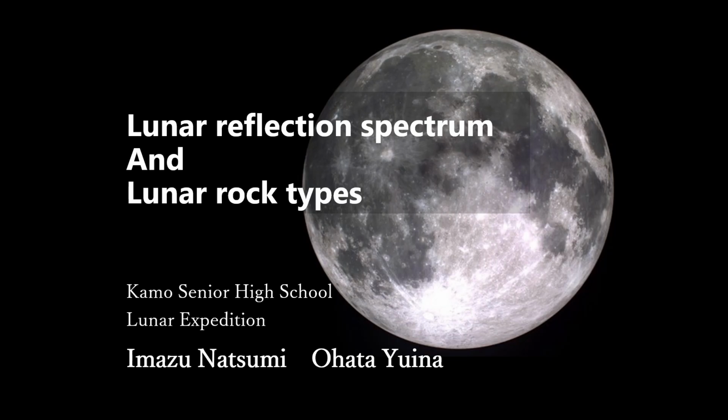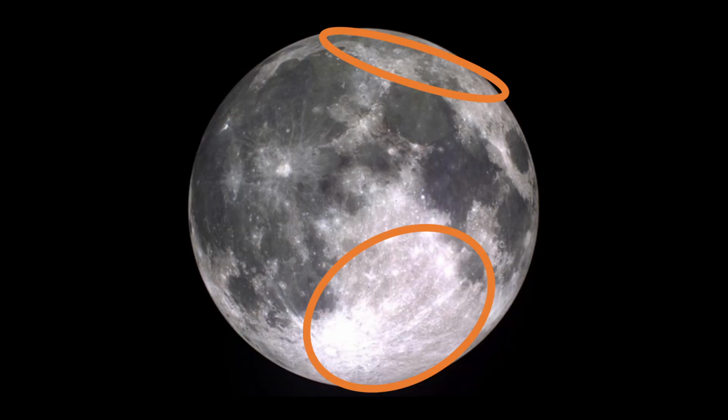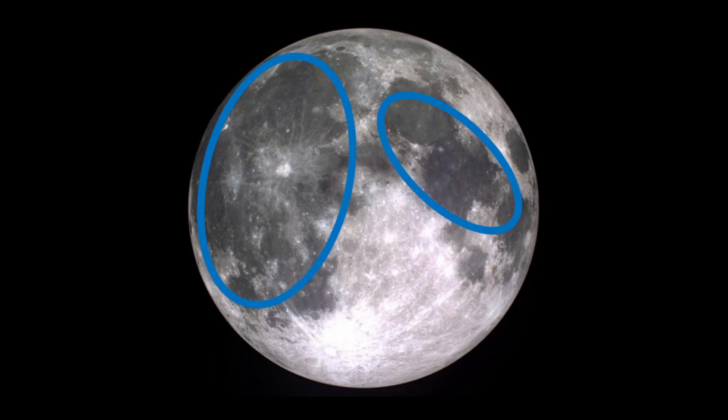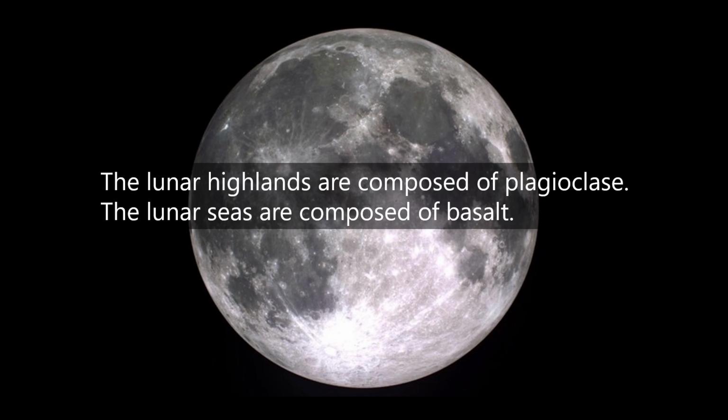We will talk about lunar reflection spectrum and lunar rocks types. The moon has white highlands and dark seas. An American lunar survey revealed that the highlands are composed of plagioclase and the seas are composed of basalt.